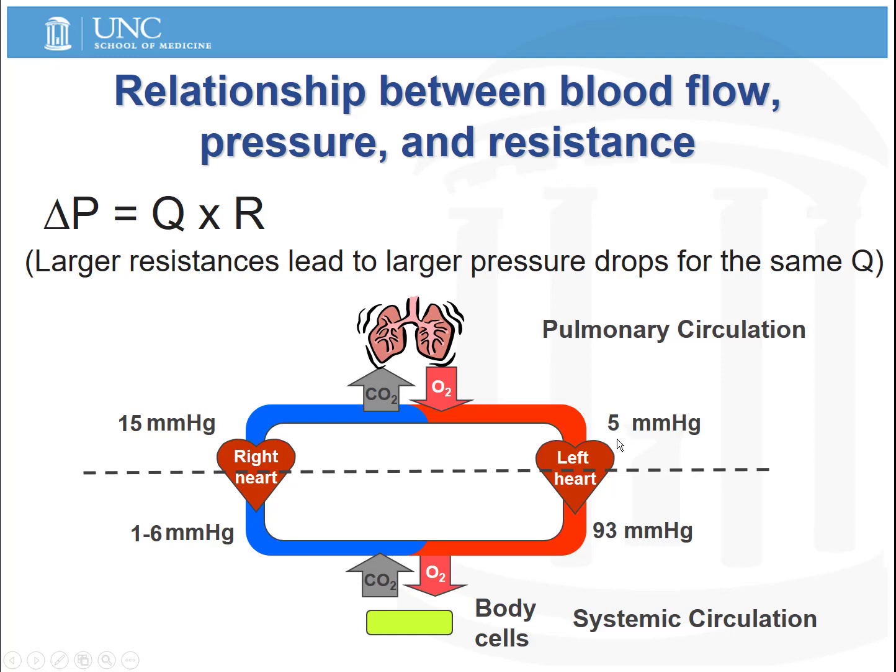And remember that in both the systemic and the pulmonary circulation, the Q is constant, and that's because the cardiac output of the left heart is equal to the cardiac output of the right heart. So since we see this difference in the pressure drop and we know that the flow is constant, we know that this must be due to a difference in resistance between the systemic and the pulmonary circulation, with the systemic having a very high resistance, the pulmonary having much lower resistance.